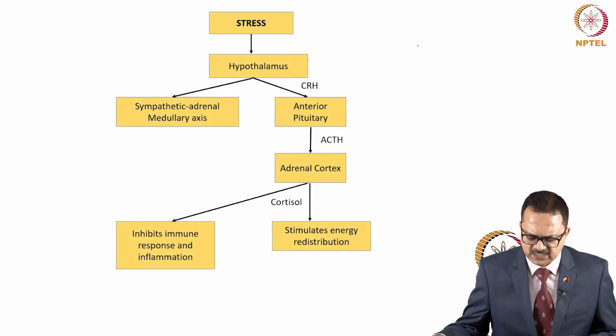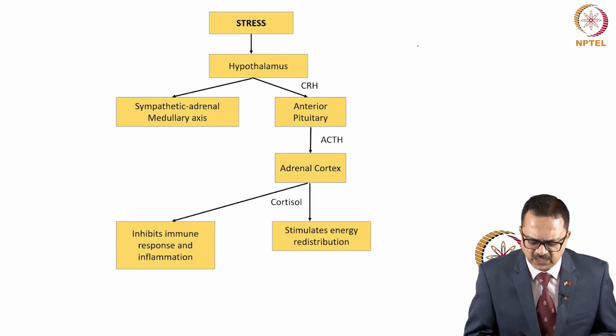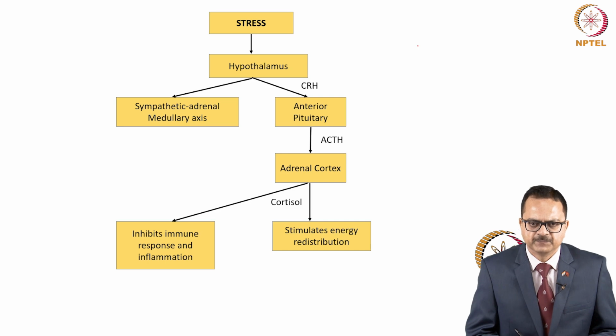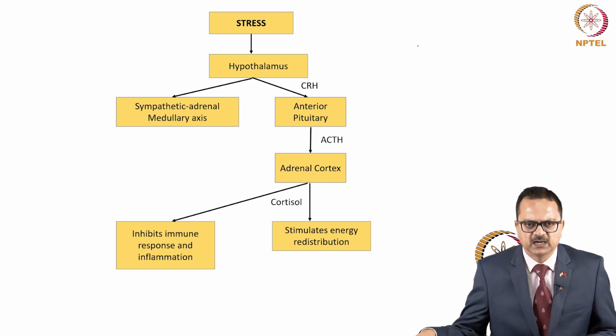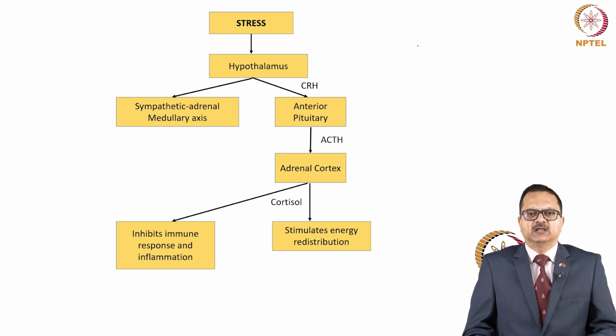This is how stress affects the HPA axis and the HPG axis. So basically any activity which affects the hypothalamus will affect the anterior pituitary and the adrenal cortex, and there will be an inhibition of the immune response, inhibition of inflammation, and there may be an energy redistribution.